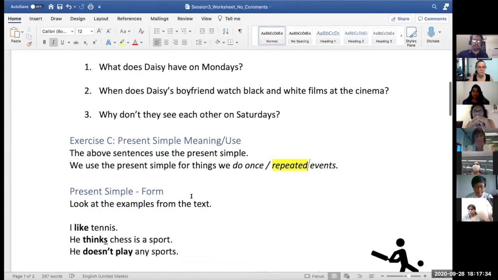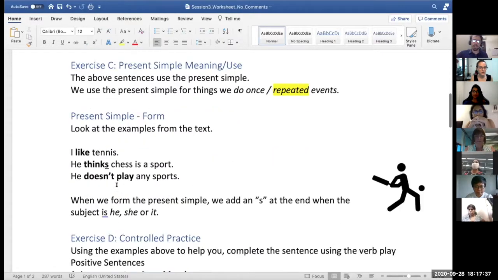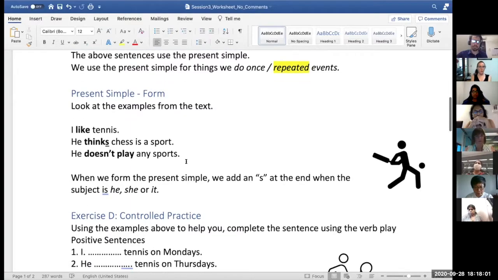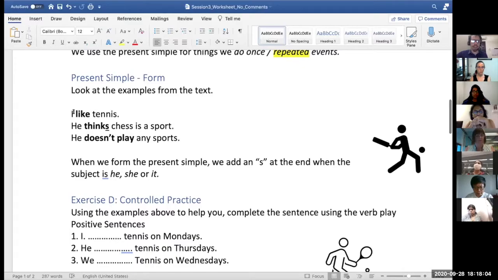Okay, well done, Diane. So these are some of the sentences we heard. I like tennis. He thinks chess is a sport. Can you say this for me, Diane? He thinks chess is a sport. Good. He doesn't play any sports. Good. So notice here, I like. He thinks. S. Yes, well done, Diane. So it has S when it has he.